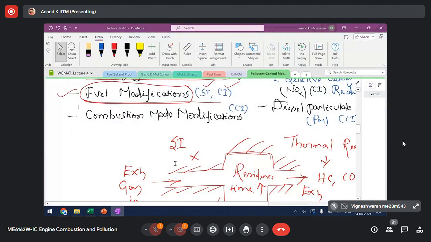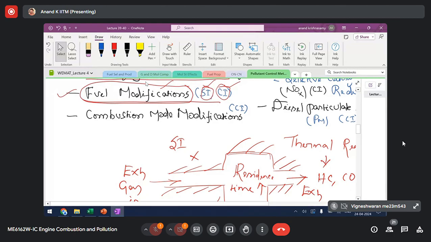Okay. So next we are going to look at fuel modification based approach, which is applicable for spark ignited engine as well as compression ignited engine. So here, when I talk about fuel modification, we are going to discuss what type of alternative fuel you can use compared to gasoline or diesel. Gasoline is a conventional fuel for spark ignited engine. Diesel is a conventional fuel for compression ignited engine. Of course, chapter 1 is devoted to understanding more about these two conventional fuels, which have been extensively used for more than 100 years now.